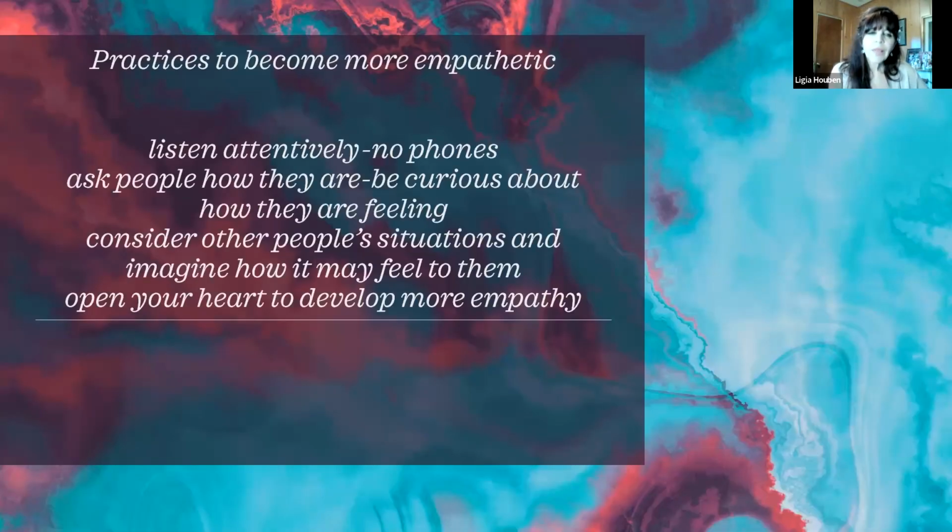Now, there are some things that we can practice to become more empathetic, because then you may say, well, okay, we talk about empathy. How can I be more empathetic? Or maybe you say, Ligia, I am totally that way. I am totally empathetic. However, remember, we can always get better. We are never finished learning.